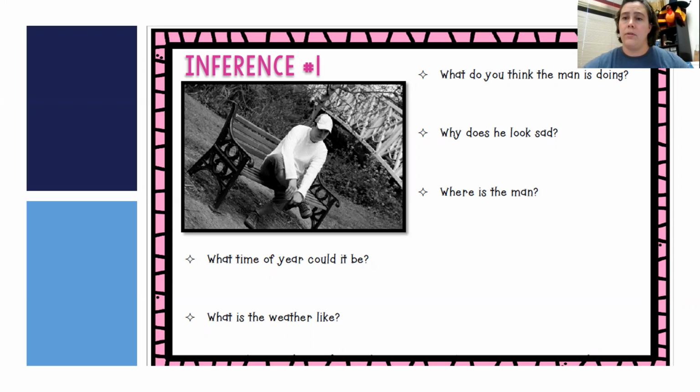Why? Let me move my screen here. What do you think the man is doing? Why does he look sad? And where is the man? Where do you think he is? So based on looking at the picture, focus on the picture, look at every detail of this picture and see what kind of educated guesses you can come up with. Please pause this video for you to fully understand what you need to do.